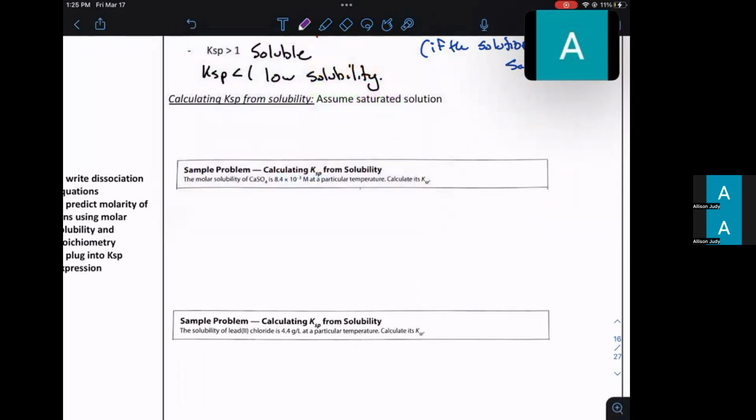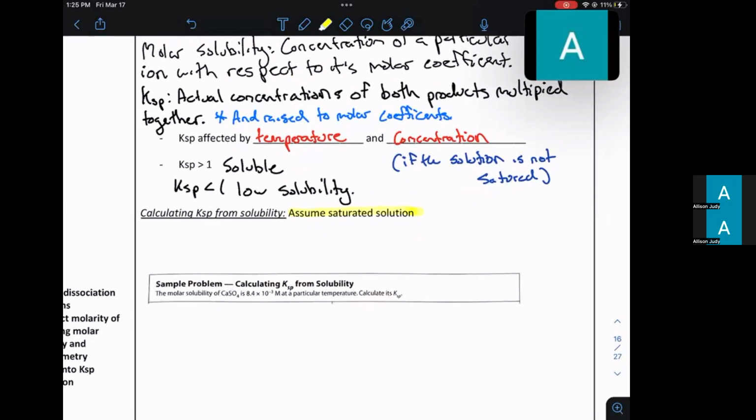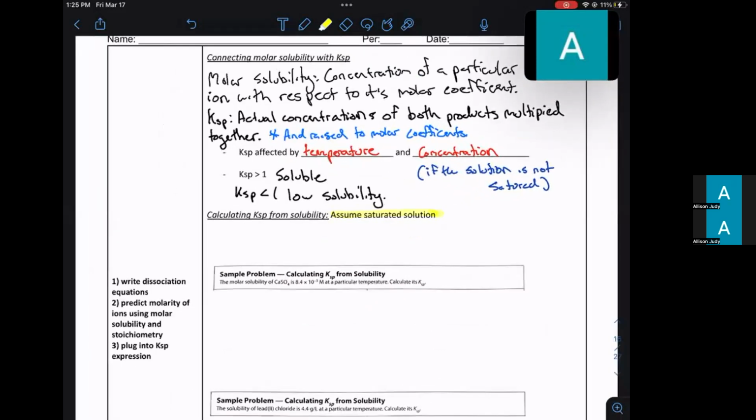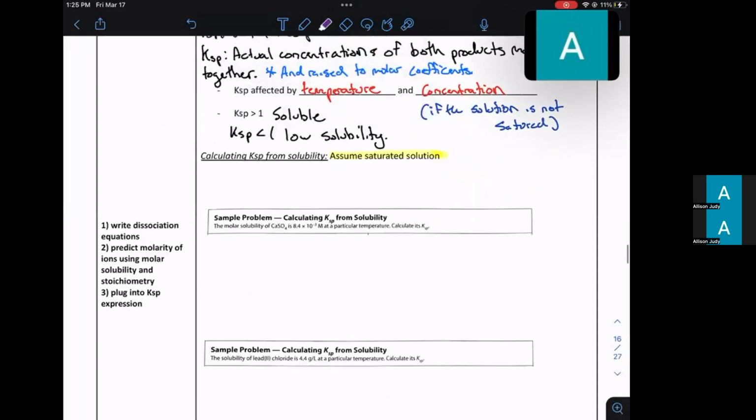When you're asked to calculate KSP from solubility, you have to assume it's saturated. This is the same thing I was just talking about. If it's not saturated, you can't. KSP is about equilibrium with the dissolution, and if it's not saturated, it's just going to all dissolve and there won't be an equilibrium. Or there will be, but it'll be different. You have to assume it's saturated.